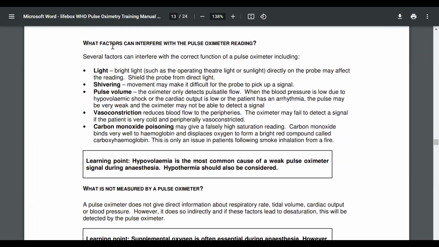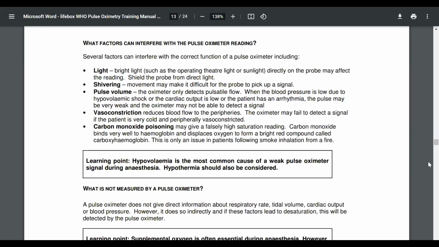Yeah, I think light can interfere, but in my experience, this is not a big problem. But shivering, for sure, when there's shivering, the patient is moving, so you may lose the signal. And when there is a low pulse or shock, and then the vasoconstriction, when the patient has cold hands, or you are giving, for example, vasopressors in ICU. Yeah, anything which can cause severe vasoconstriction can lead to poor reading.